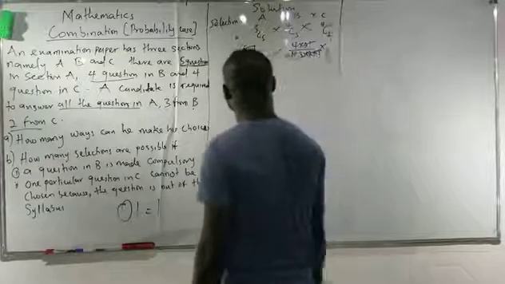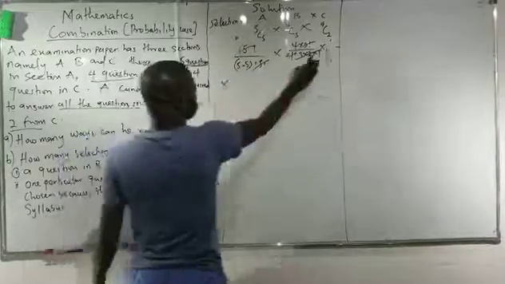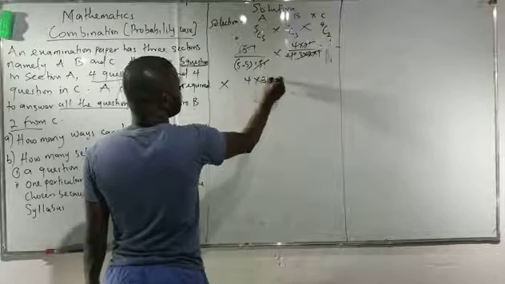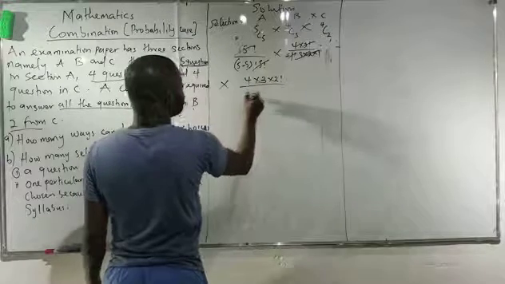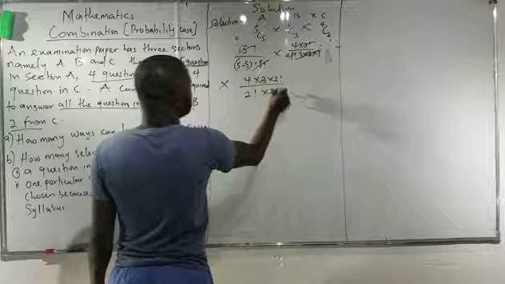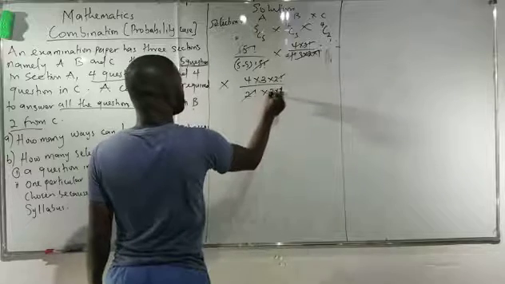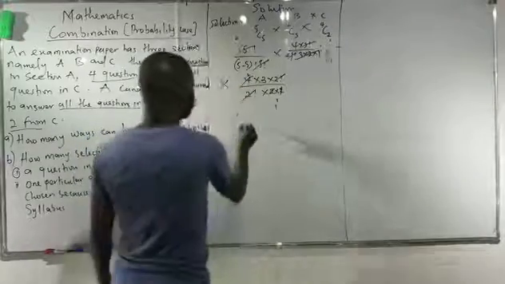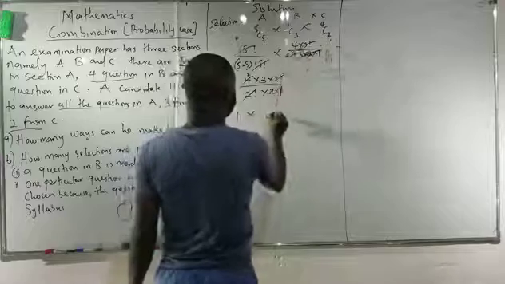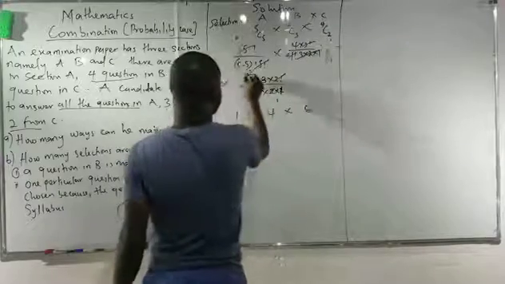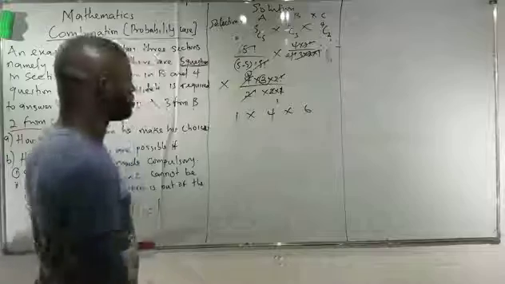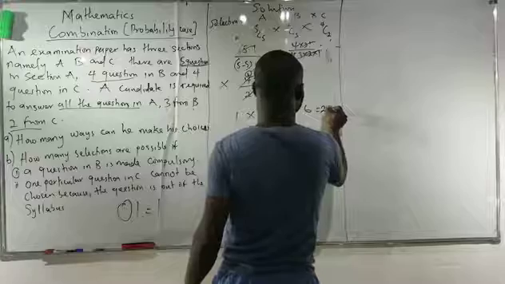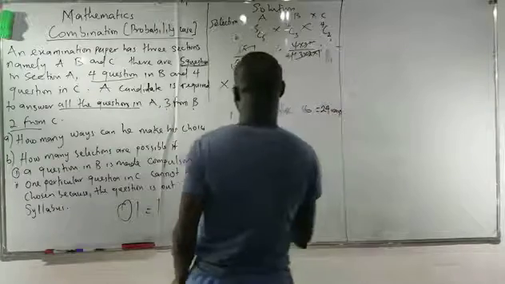Permit me to write this one very well because of the space. Multiplied by, let me remove this one from here. That will be 4 multiplied by 3 multiplied by 2 factorial divided by 2 factorial, 2 multiplied by 1. This will cancel here 1, here 2. Now, from here, I'll be having 1 multiplied by 4 multiplied by 6, which is 2 times 3, it will be 6, which will be 24. 24 ways. Now, that is number 1.